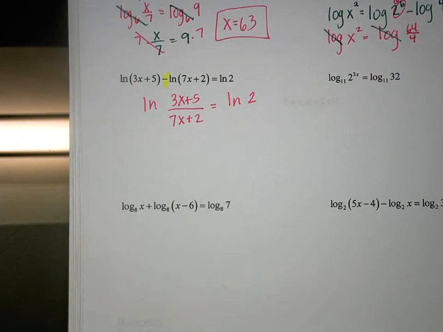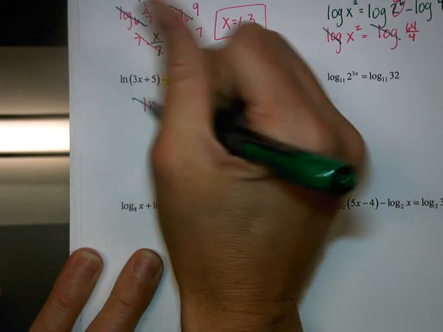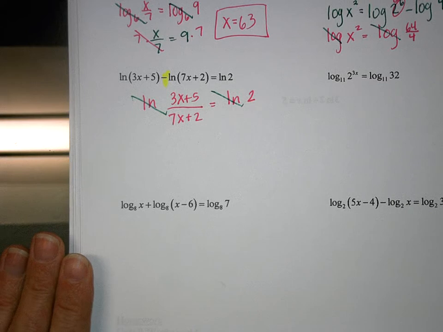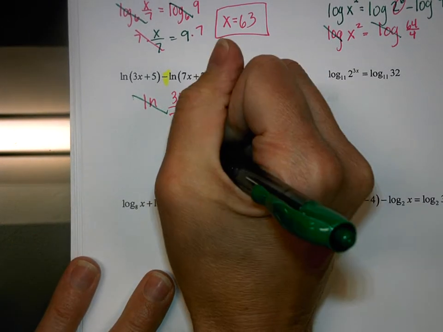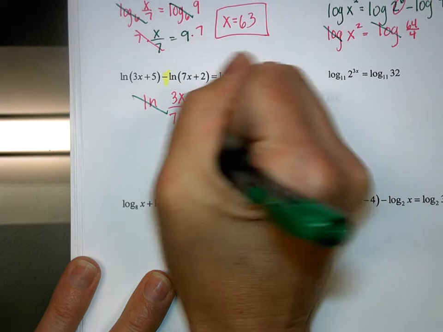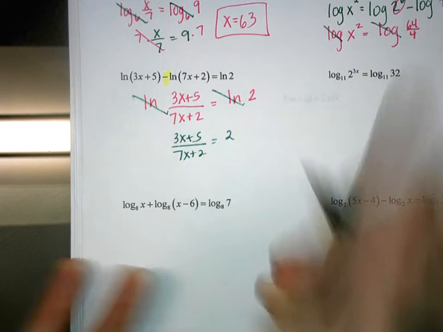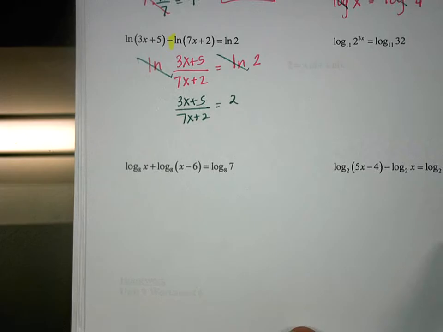Is there now a single log on both sides? Yes. These eliminate, or reduce, cancel, however you want to say it. And my problem now is (3x + 5)/(7x + 2) = 2. How do I get rid of the fraction like that?